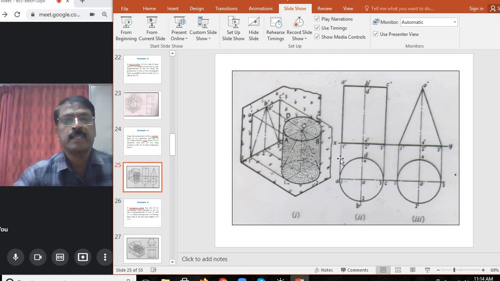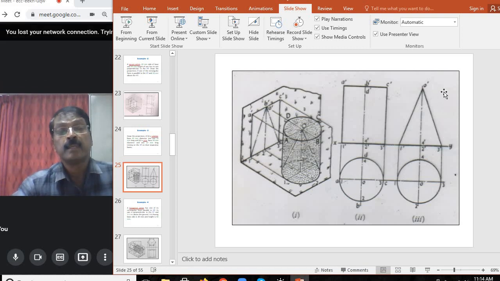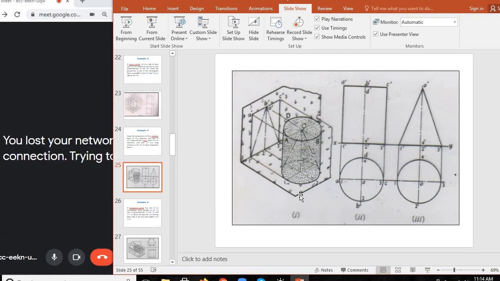And if you consider the same dimensions, 40 mm base and 60 mm axis, for a cone, the top view is a circle.